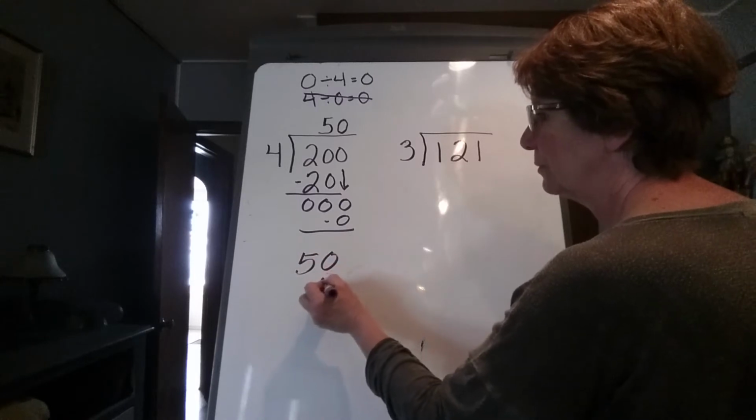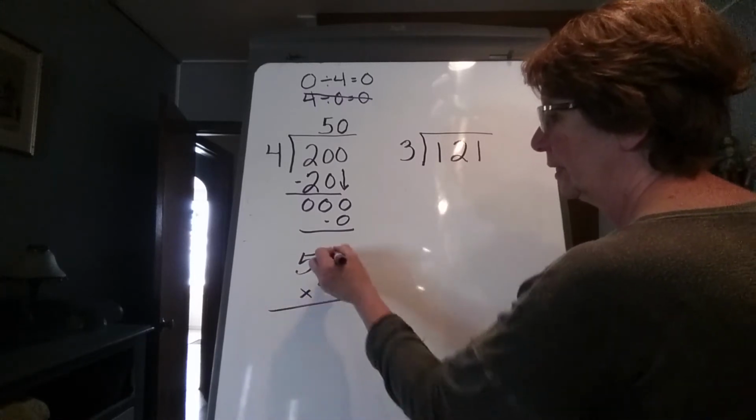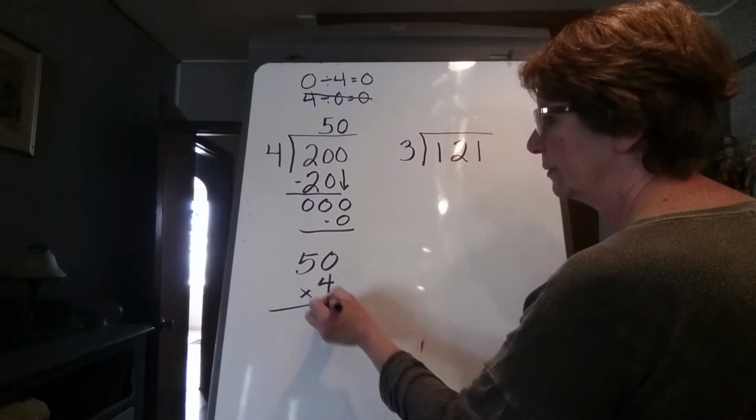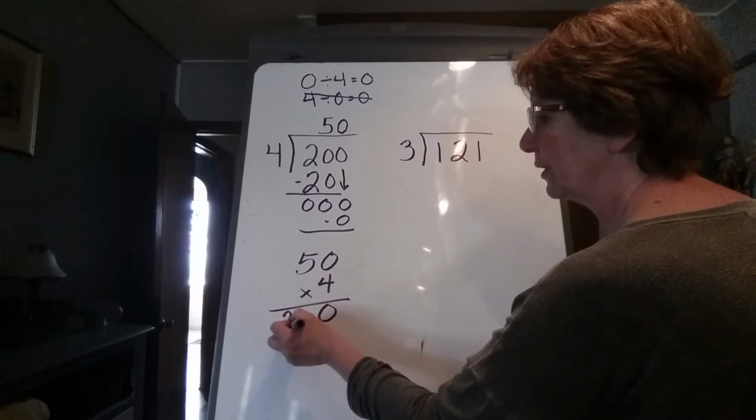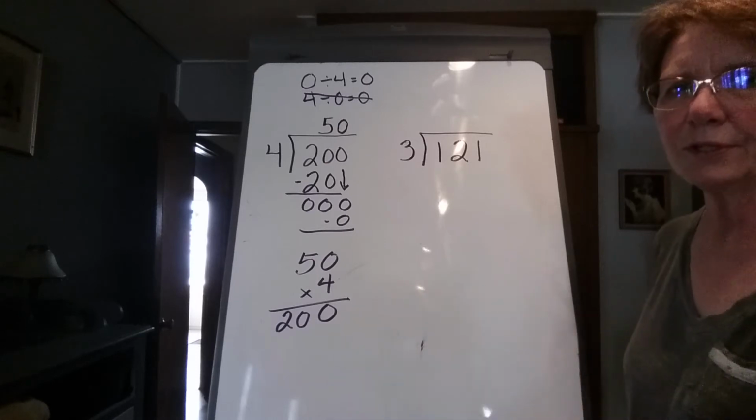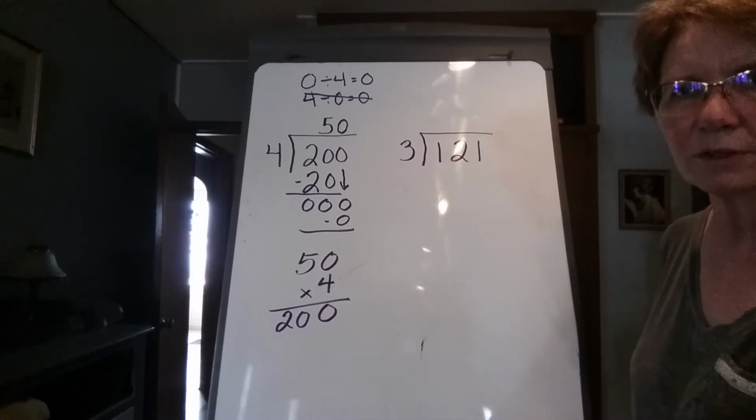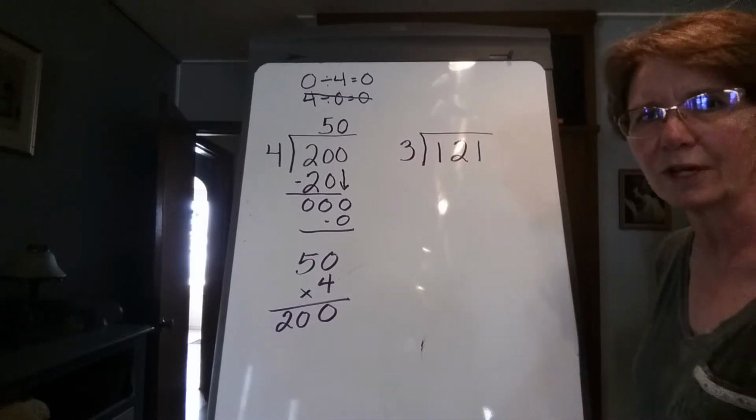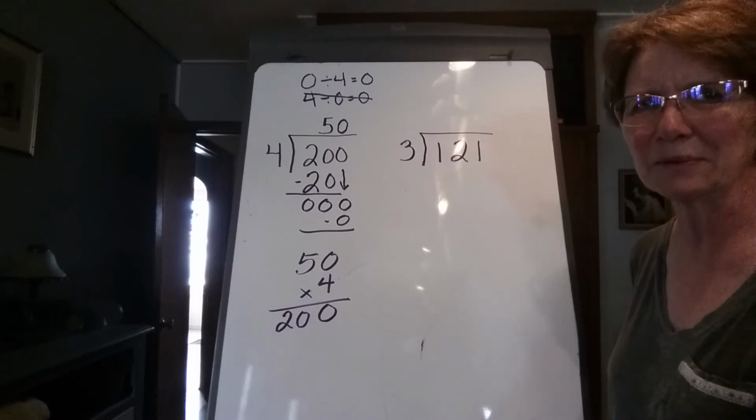And you can correct yourself. 50 times 4. 0 times 4, 0. 5 times 4, 20. Don't get lost in all those 0's. Double check yourself and make sure that you have the right amount of 0's and that you're not adding more in or taking some out.